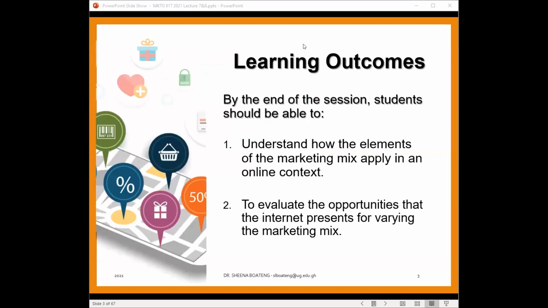Now, as usual, like in all our other sessions, there are two main learning outcomes that we hope to achieve. The first one is to be able to understand how the elements of the marketing mix apply in an online context. And the second one is to be able to evaluate the opportunities that the internet presents for varying the marketing mix. So without further ado, let's get into it.